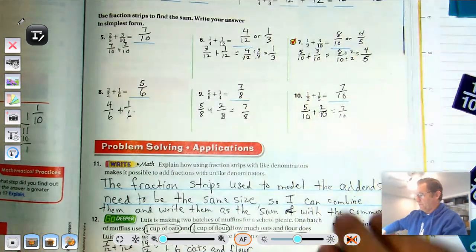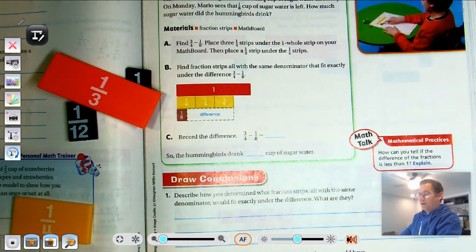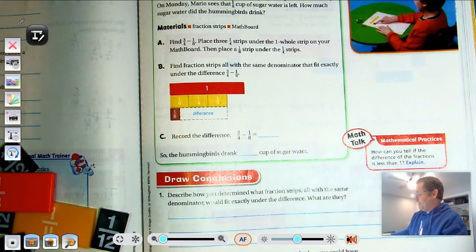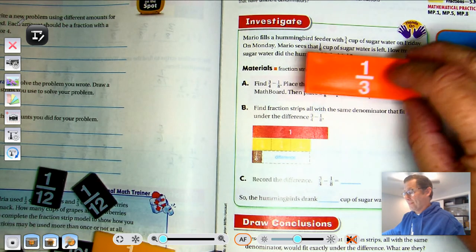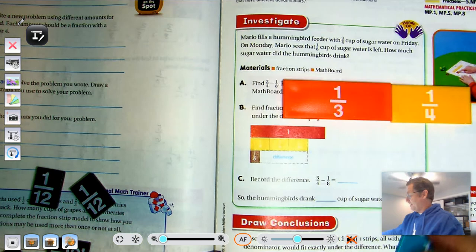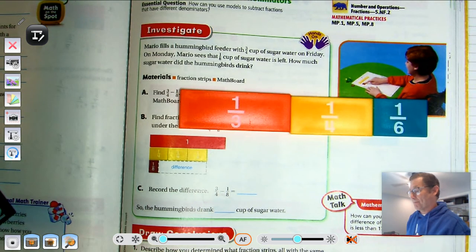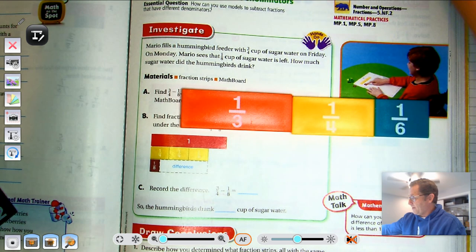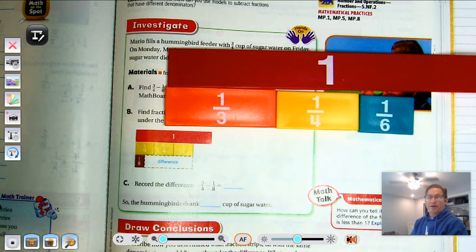All right, let's move on to 13. Maya makes trail mix by combining 1/3 cup of mixed nuts, 1/4 cup of dried fruit, and 1/6 cup of chocolate morsels. What is the total amount of ingredients in her trail mix? Well, let's compare that to one whole. So we're less than one whole, right? We're less than 1 full cup.